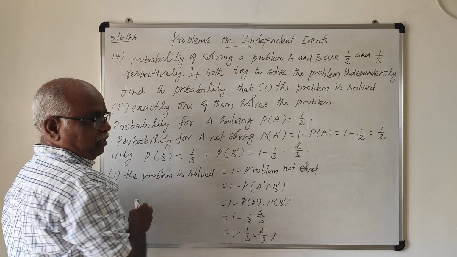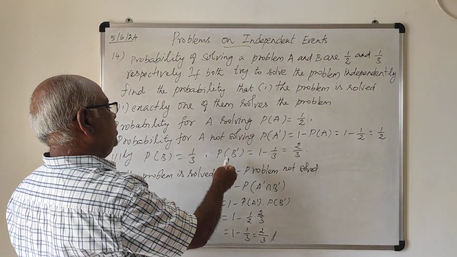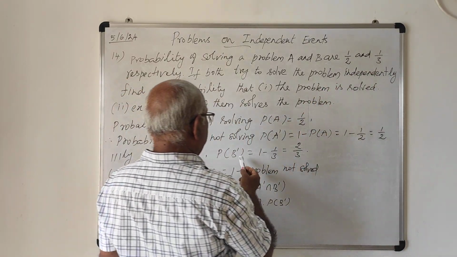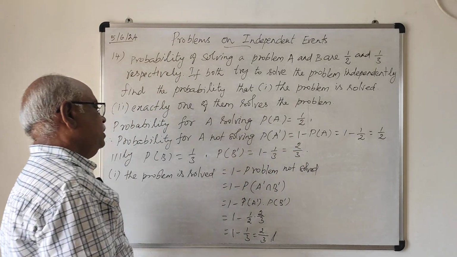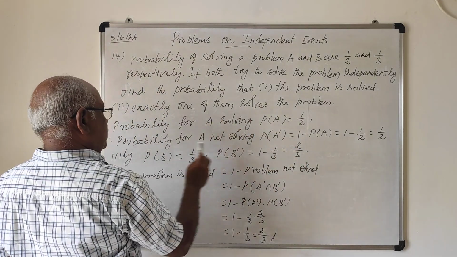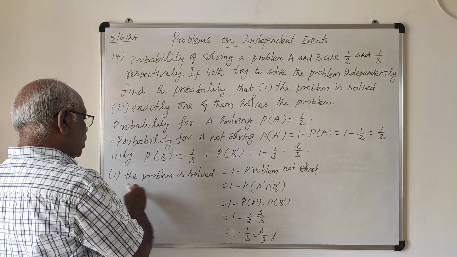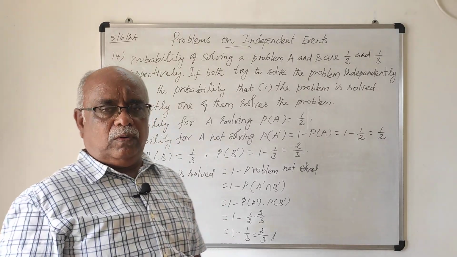That is, P of B is 1 by 3. So, the probability of B not solving the problem is P of B dash. Probability of B dash is 1 minus 1 by 3, the complement of the event B, which is 2 by 3. So, from these two, first we have to find the probability that the problem is solved.